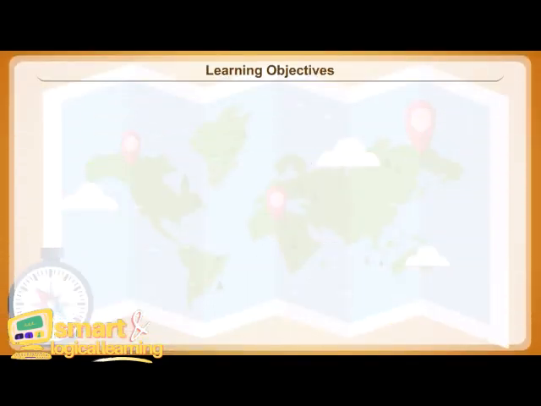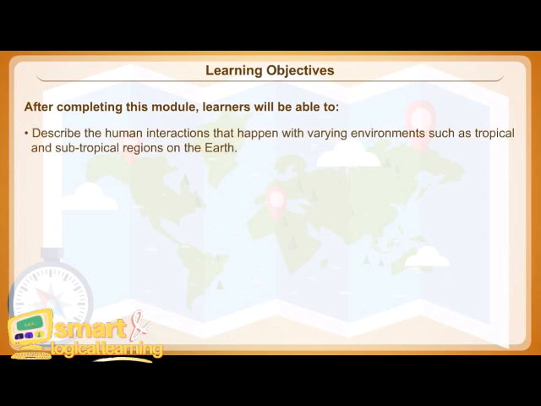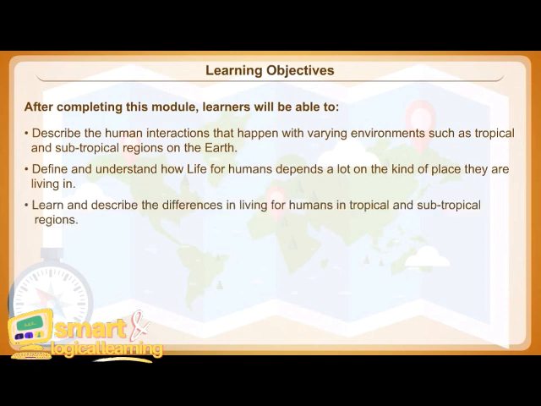Learning objectives. After completing this module, learners will be able to describe the human interactions that happen with varying environments such as tropical and subtropical regions on the earth. Define and understand how life for humans depends a lot on the kind of place they are living in. Learn and describe the differences in living for humans in tropical and subtropical regions.